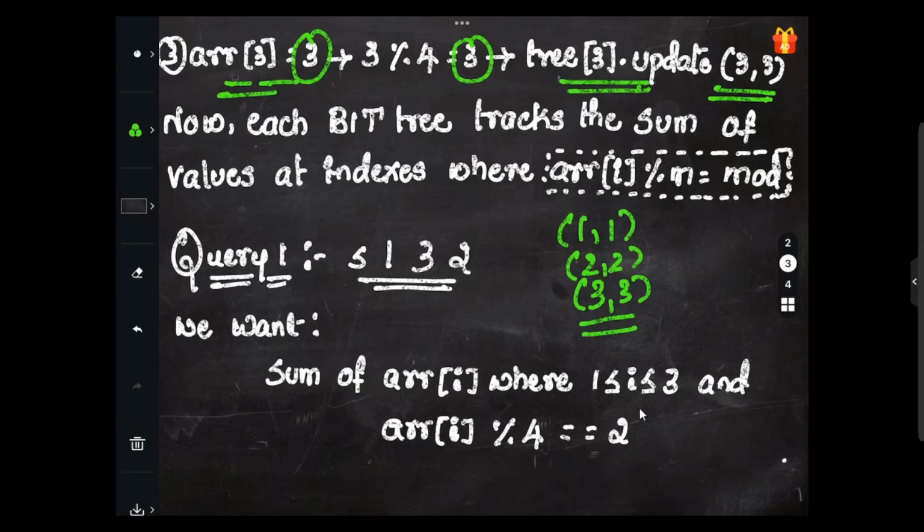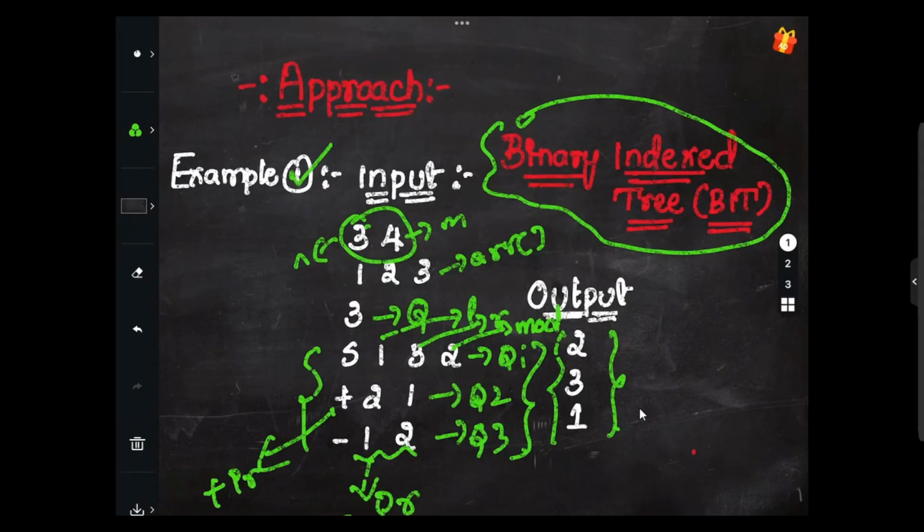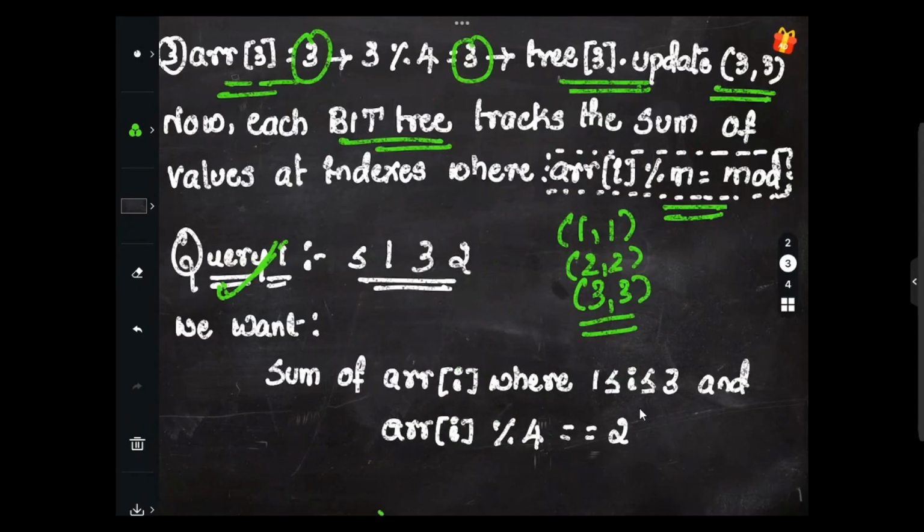Now each binary index tree tracks the sum of values at indexes where array of I modulo m equals mod. This we have already discussed, so we don't have to discuss it again. Let's go with query 1. In the question, they have given S, L, R, and mod, where this is L, this is R, and this is the mod value. This indicates plus PR, and this indicates minus PR, as per the question. So now let's go with query 1.